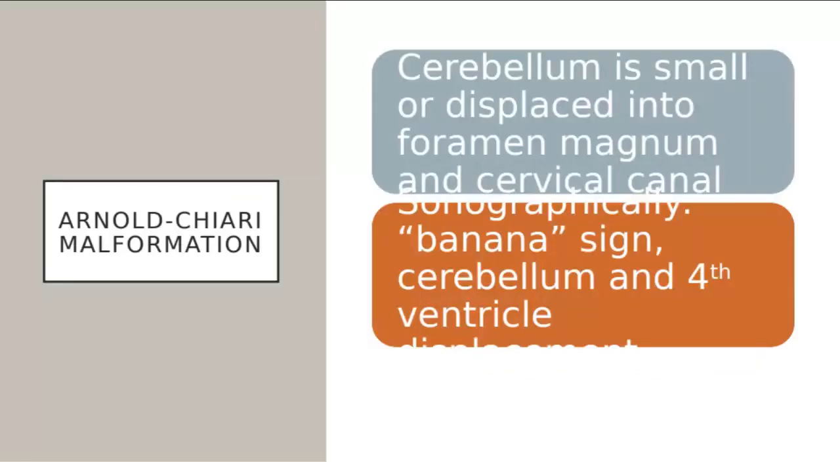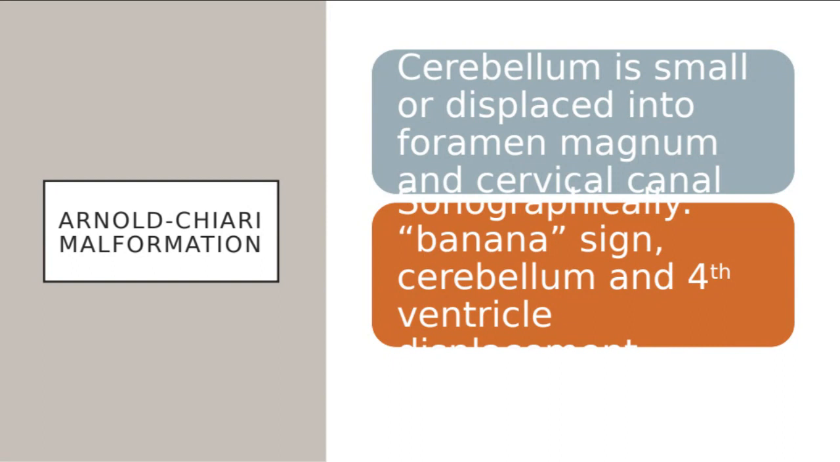Next, we have Arnold-Chiari malformation. So get these names down. We have Dandy-Walker malformation. We have vein of Galen malformation. We have Arnold-Chiari malformation, not Budd-Chiari malformation. Arnold-Chiari malformation is when our cerebellum is really small, or it has moved backwards into the foramen magnum of the baby's skull and the cervical canal of the neck.